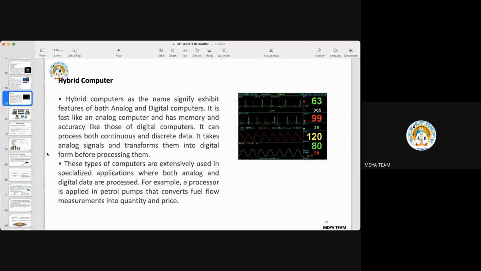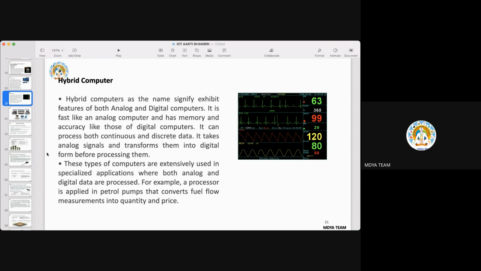And the flow is continuous, and this flow of fuel, which is continuous or analog in form, is converted into the liters or the money, so that it is shown on the screen as numbers. So how much petrol is flowing and what is the cost, they are in digital form. So that is how it is done. And a processor is applied in a petrol pump, you know.